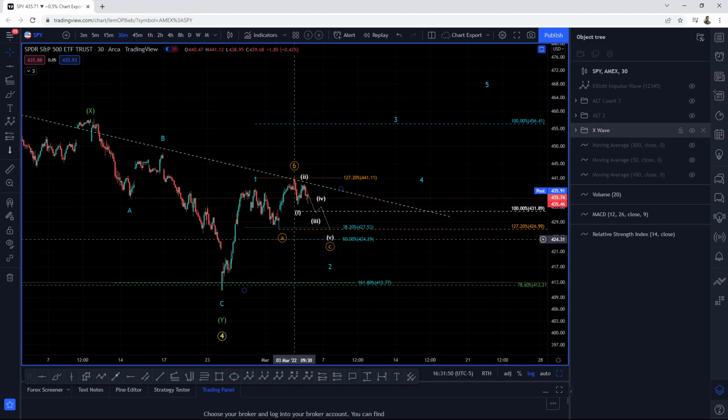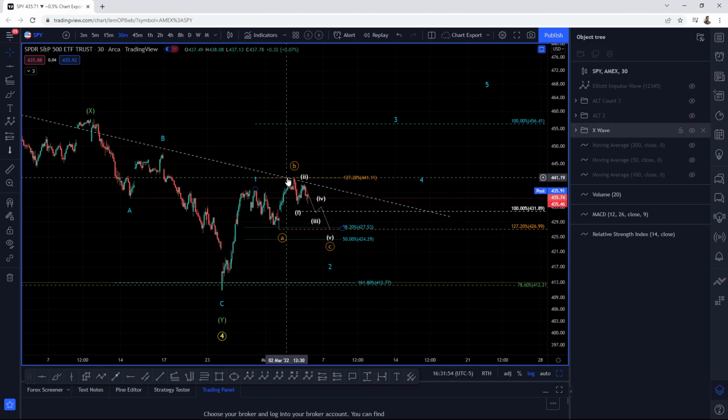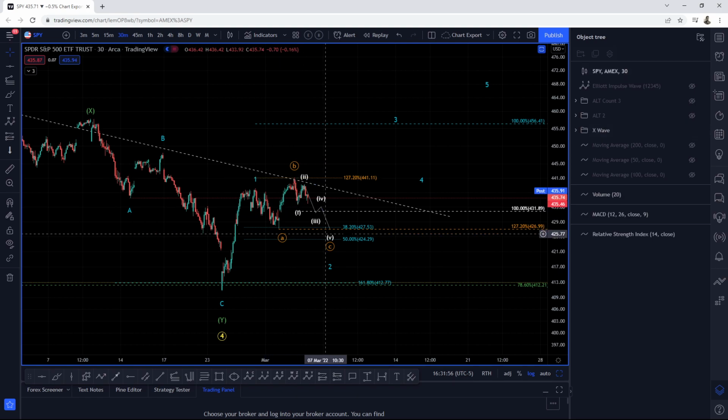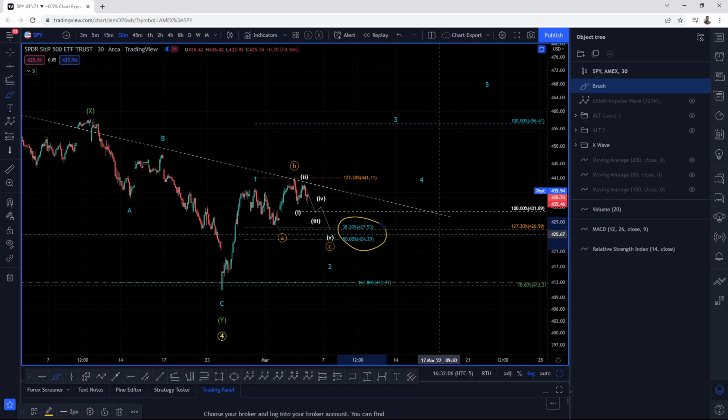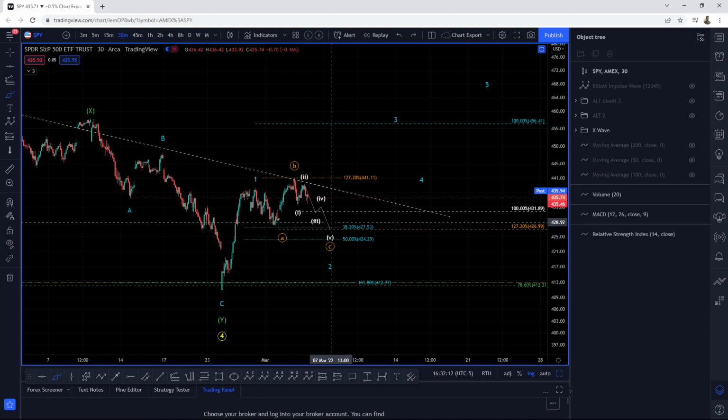Now, is this going to be it? Maybe. The 1272, which will be 1 to 1 of wave B versus wave C, comes in at 426.99, and that sandwiches between the 38 and the 50%. So these 3 levels, ladies and gentlemen, are the levels that we should be looking for downside support, should this be the case.